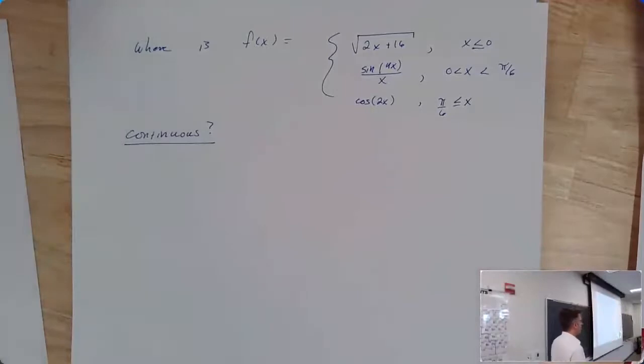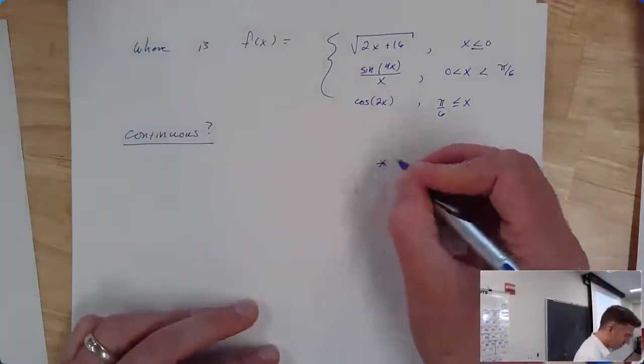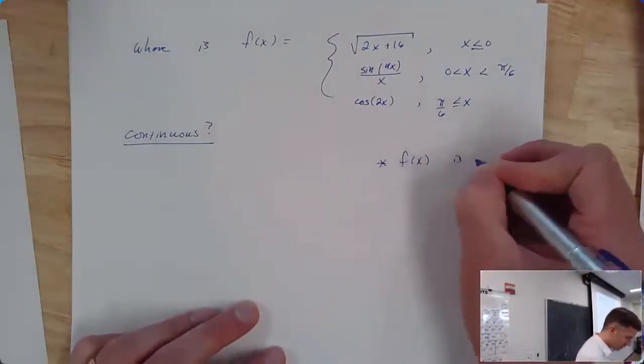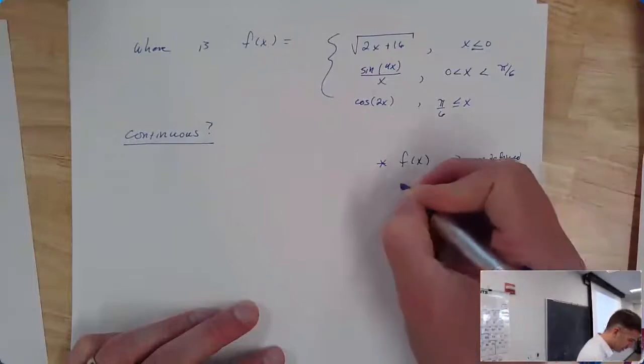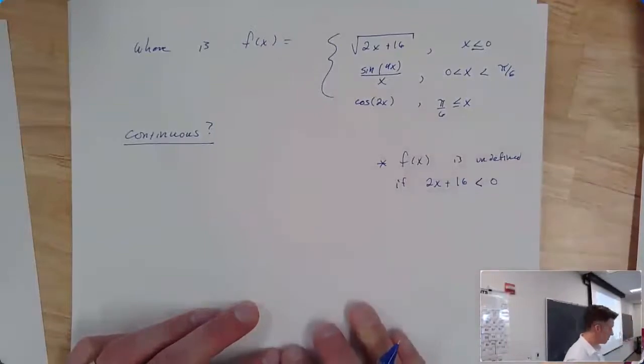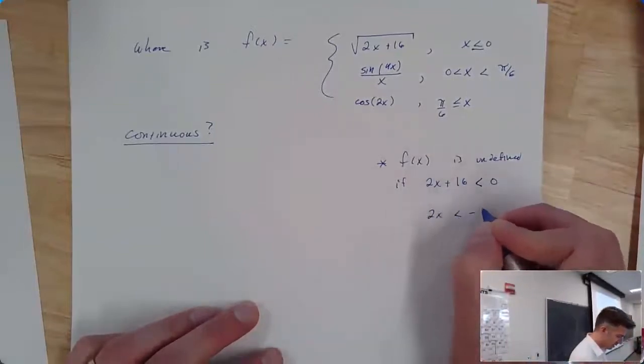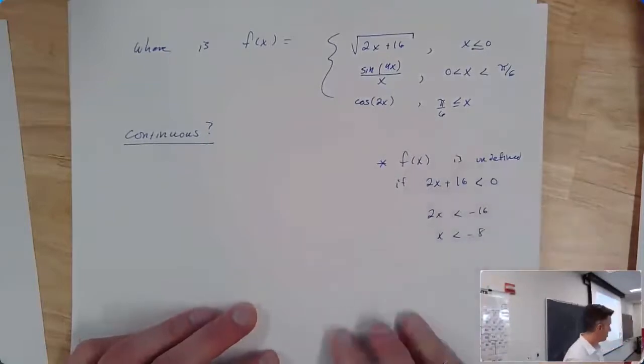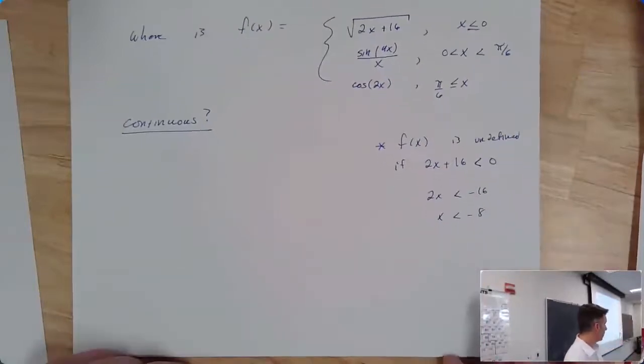So let me ask all of you, where is one point for sure where we might be concerned about continuity? 0. Where's another point? Right. And now I will point out there's actually a whole slew of points where it's not continuous because it's not defined there. So just as a kind of quick aside here, notably, this function is undefined if 2x plus 16 is less than 0, which means 2x is less than negative 16, x is less than negative 8.